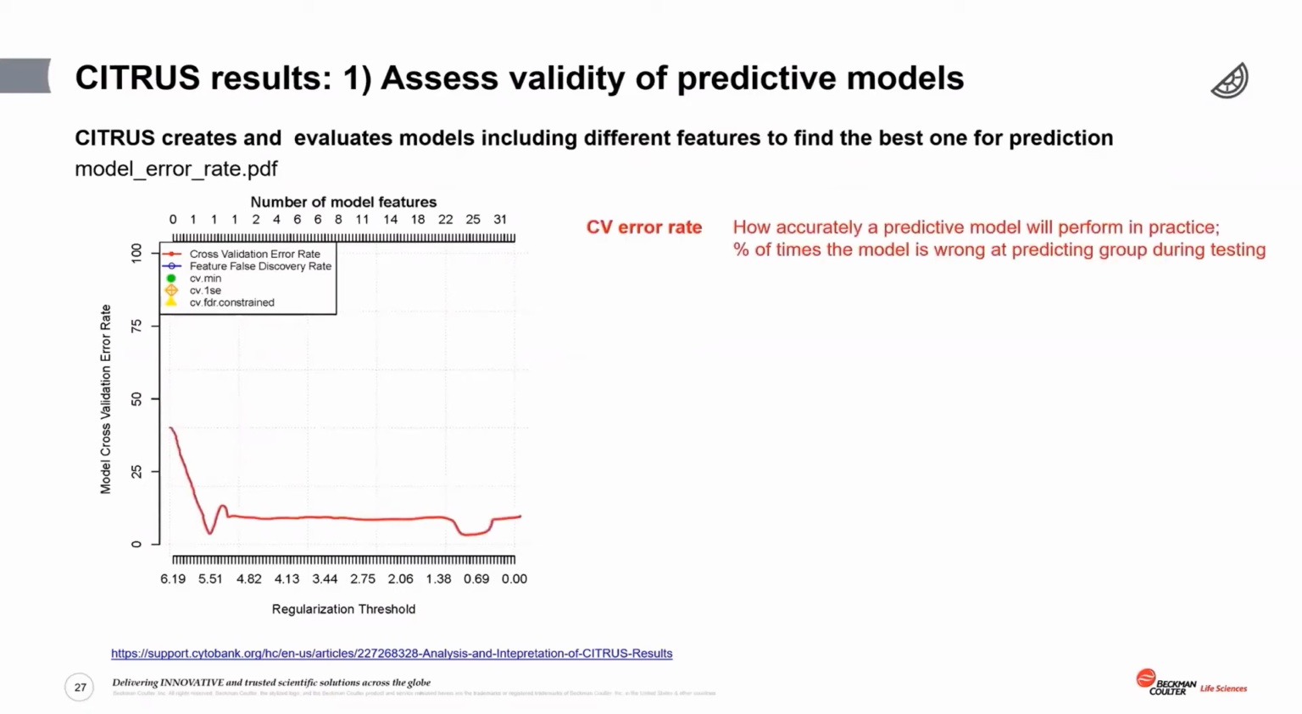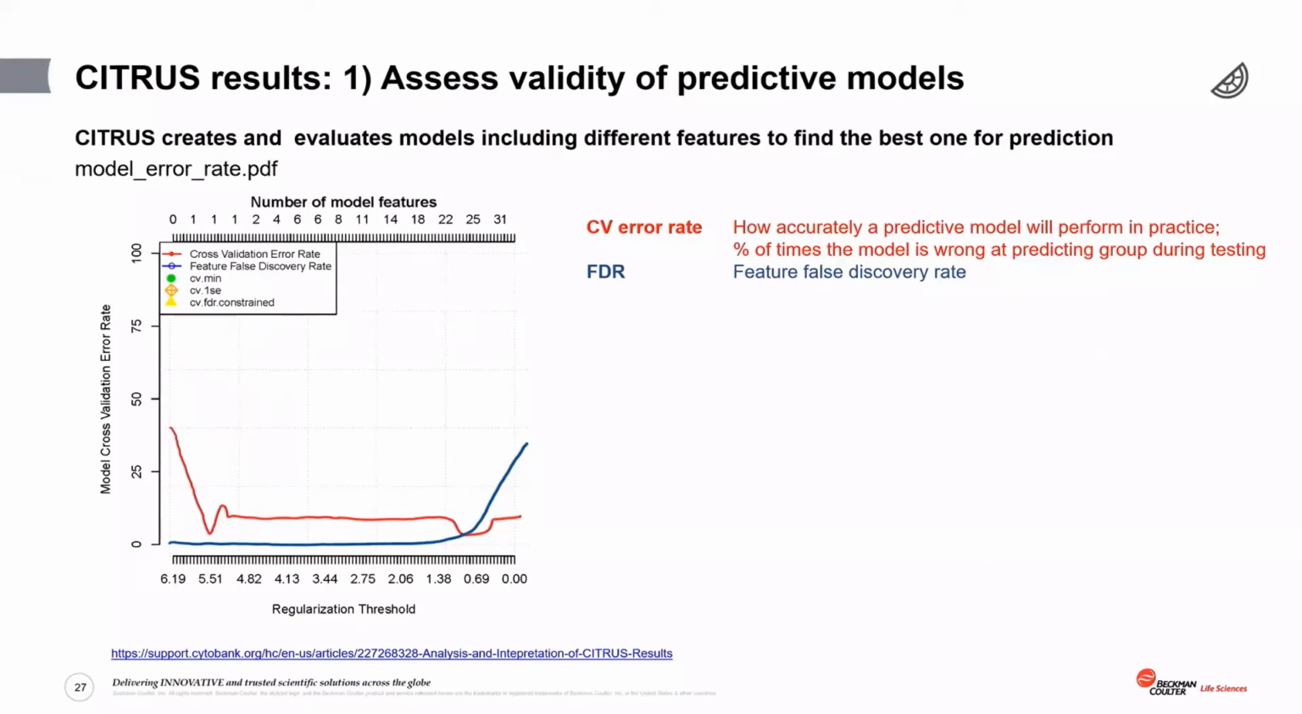First, this red line plots the cross-validation error rate as a function of the number of model features and an inverse of the regularization threshold. So as we move to the right and increase the number of features or cell clusters in the model, we expect the model to be a better predictor of outcome, which is what we see as the cross-validation error rate decreases. At the same time, as the number of features increases, the false discovery rate, or the chance of finding false features that are false positives, will increase.